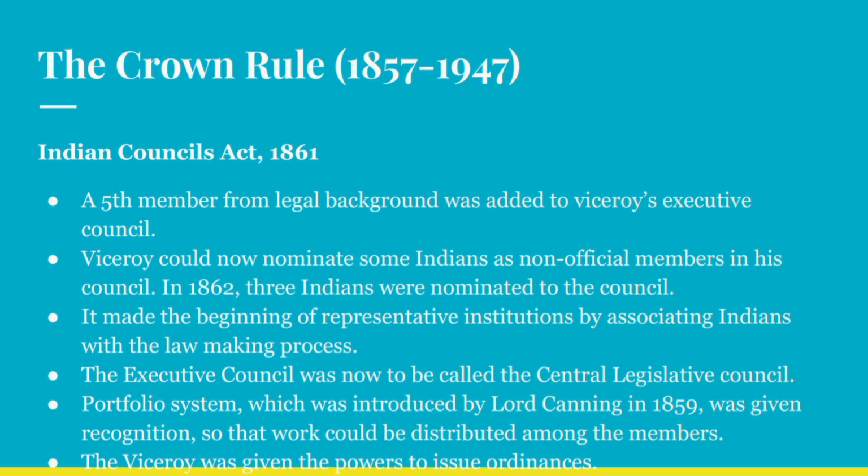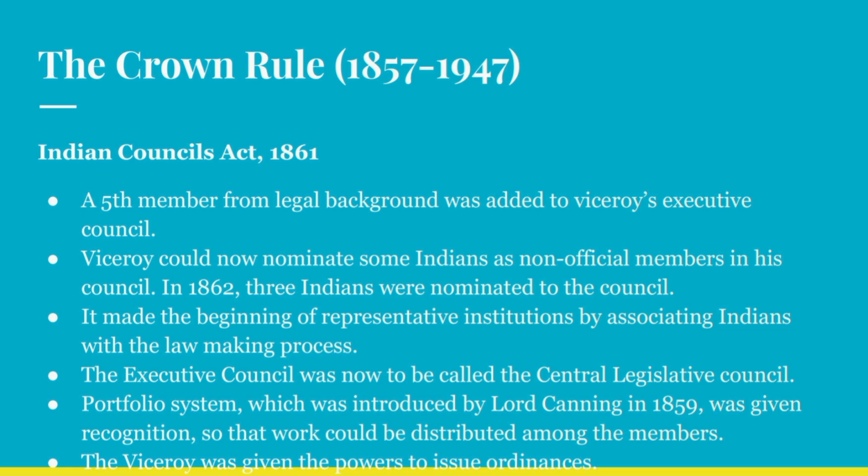The next act under Crown Rule was the Indian Councils Act of 1861. Its main features were that a fifth member from a legal background was added to the Viceroy's Executive Council, and the Viceroy could now nominate some Indians as non-official members in his own council. With this feature, in 1862, 3 Indians were nominated to the council. This act made the beginning of representative institutions by associating Indians with the lawmaking process. The Executive Council was now to be called the Central Legislative Council.